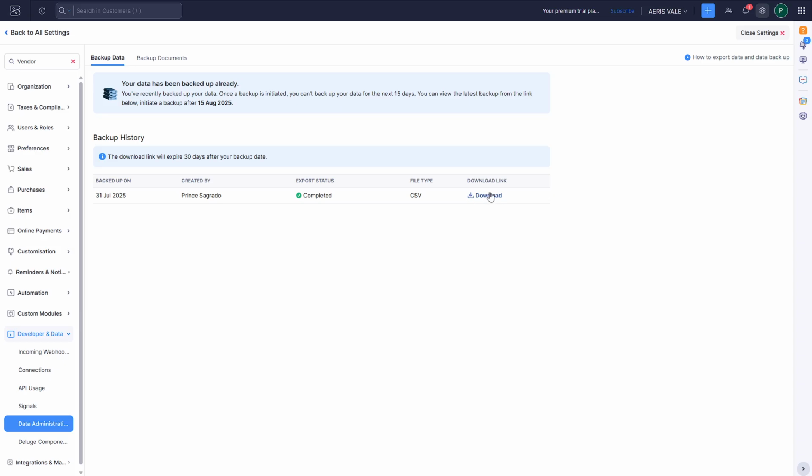And there you have it, a solid routine for backing up your data within Zoho Books, safeguarding against potential data loss.